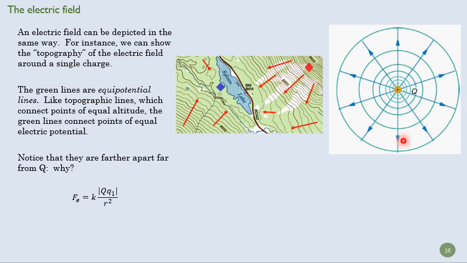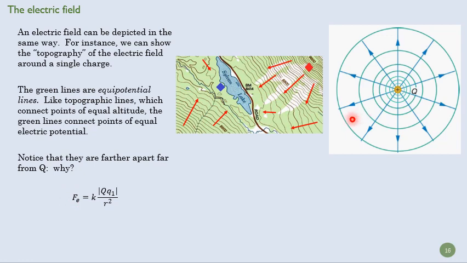Now, this describes really Coulomb's law. Q is our big Q. Little q is wherever we're going to put a charge. And this is going to tell us where the force is and how strong it is. So as R gets larger, our force gets smaller.